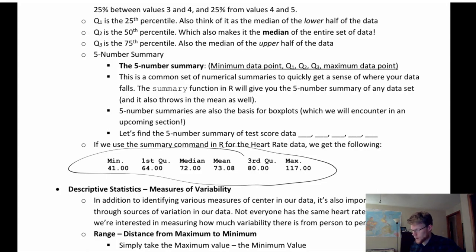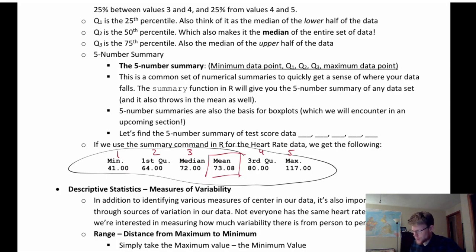Now notice here, though, that this is output from R if I use the summary command, and R always adds the mean in here as well. So technically, this is not part of the 5-number summary, but it is part of the summary output that R would give you if you ran this command. So technically, this is my 5-number summary right here, and then the mean is just kind of extra. It's R just being extra generous when we run that command.